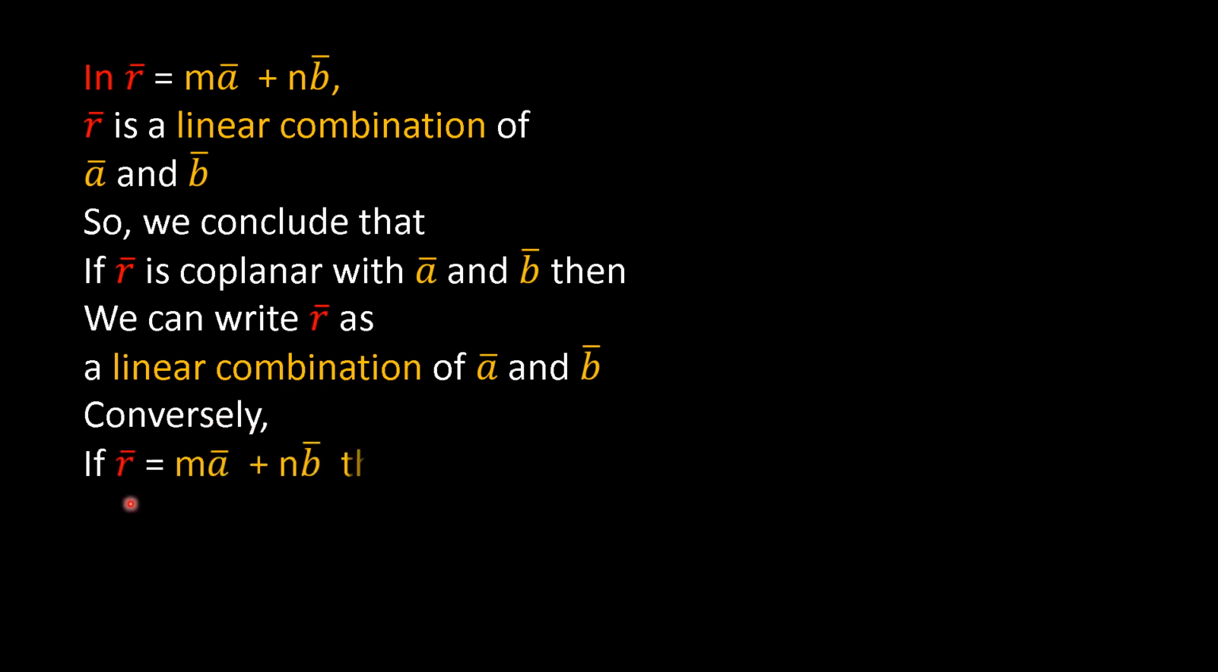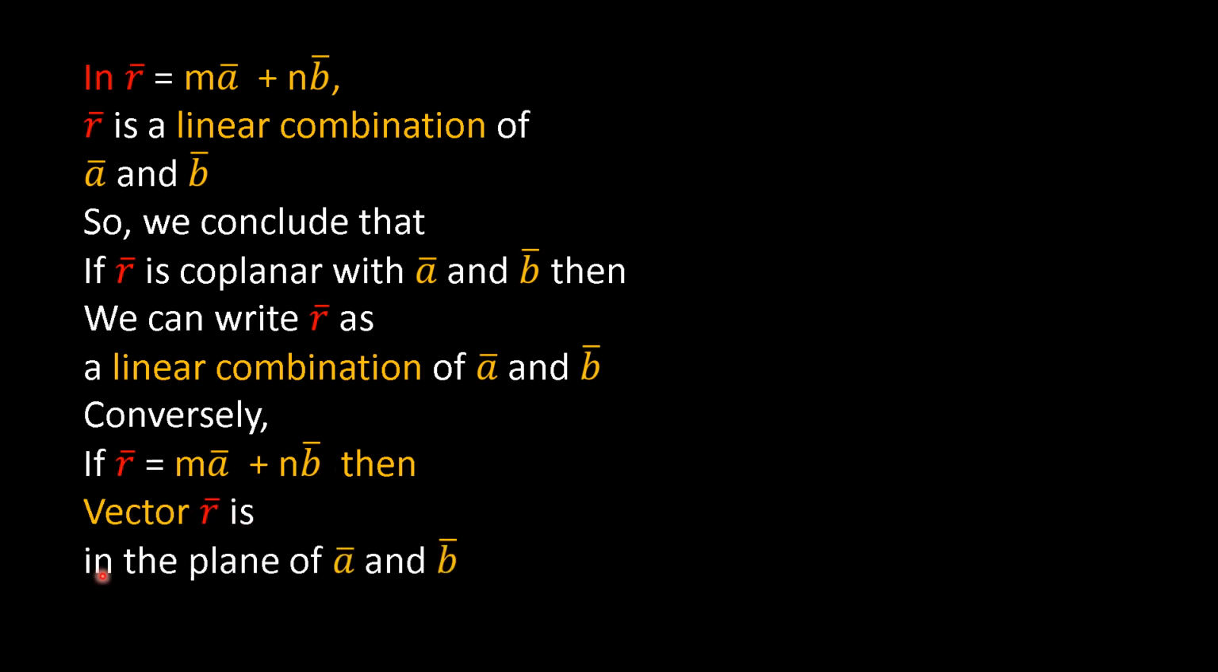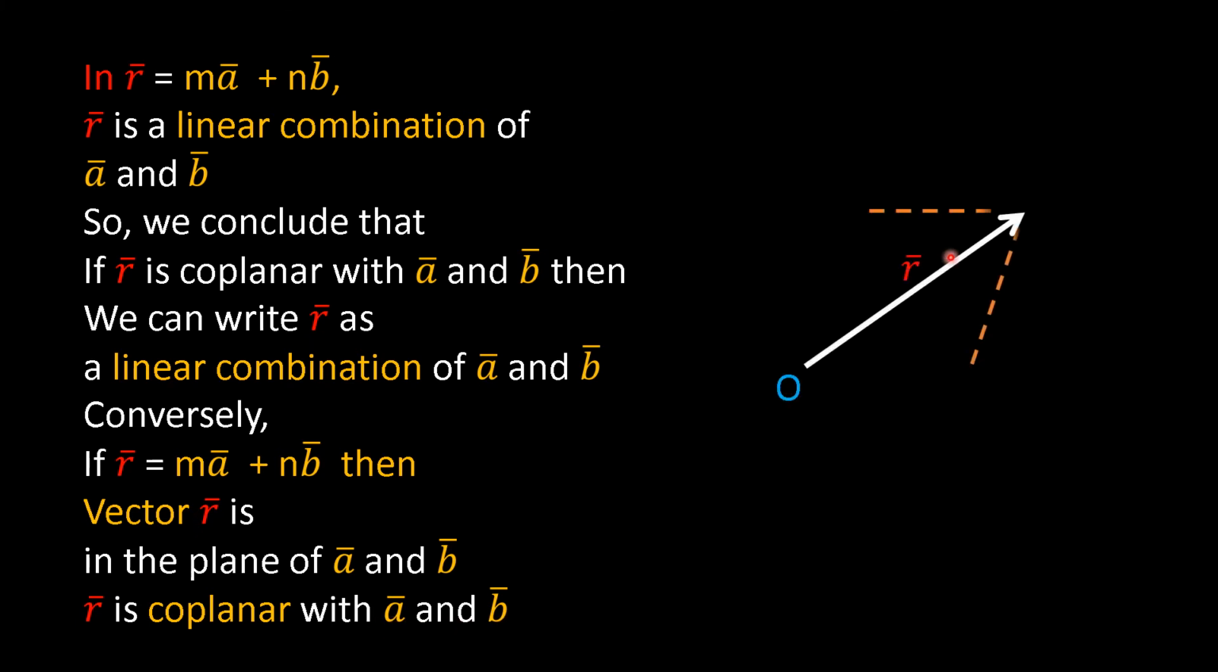Conversely, if r bar equals m a bar plus n b bar, that is, r bar as a linear combination of a bar and b bar, then vector r bar is in the plane of a bar and b bar. That is, r bar is coplanar with a bar and b bar.